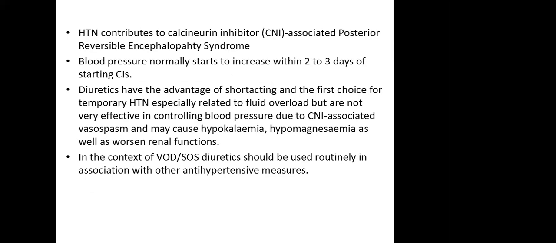Hypertension contributes to calcineurin inhibitor (CNI) associated posterior reversible encephalopathy syndrome. Blood pressure normally starts to increase within 2 to 3 days after starting CNI. Diuretics have the advantage of being short acting and are the first choice for temporary hypertension, especially related to fluid overload, but are not very effective in controlling blood pressure due to CNI associated spasm, and may cause hypokalemia and hypomagnesemia as well as worsen renal function.